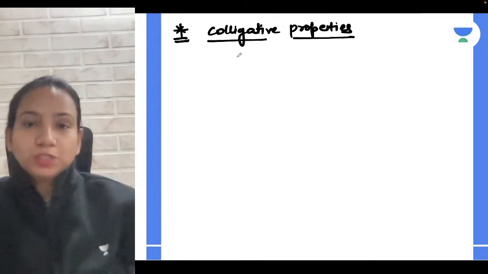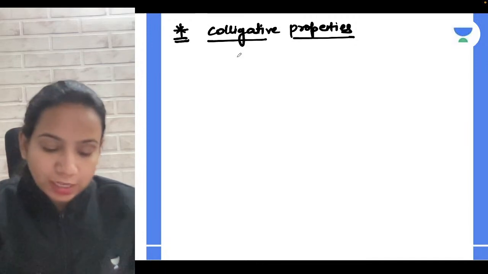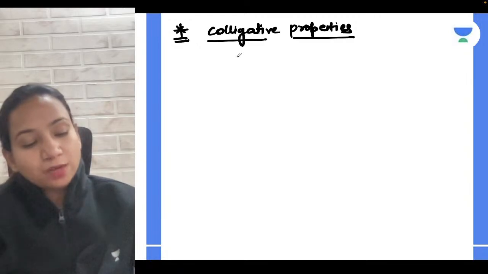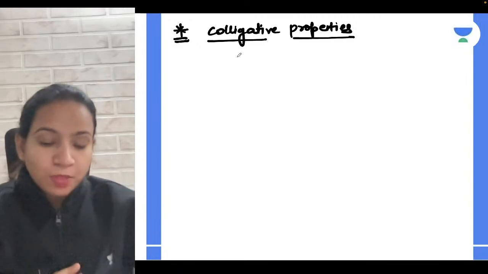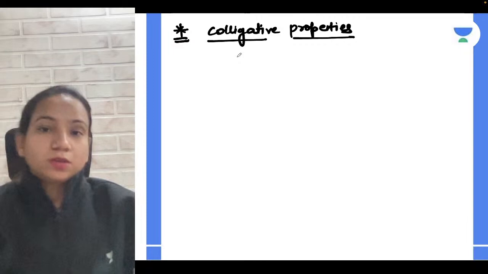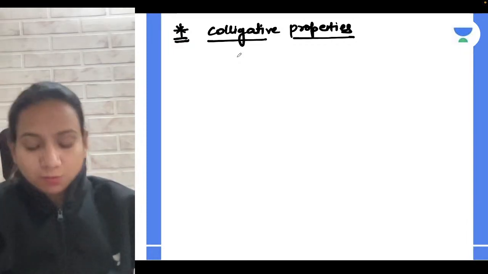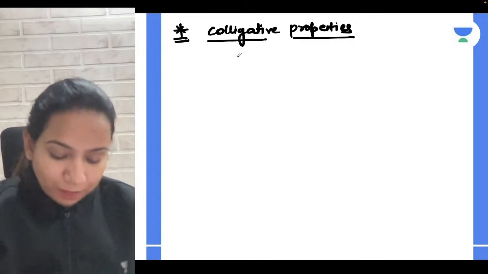We are going to discuss a small topic today, which is colligative properties. You will be able to understand what colligative properties are. But if you get any doubt, you can let me know that you're not able to understand this term or that term, and I'll explain it, so no need to worry.